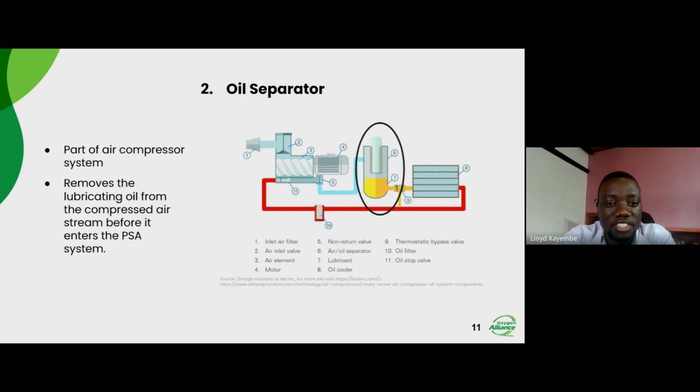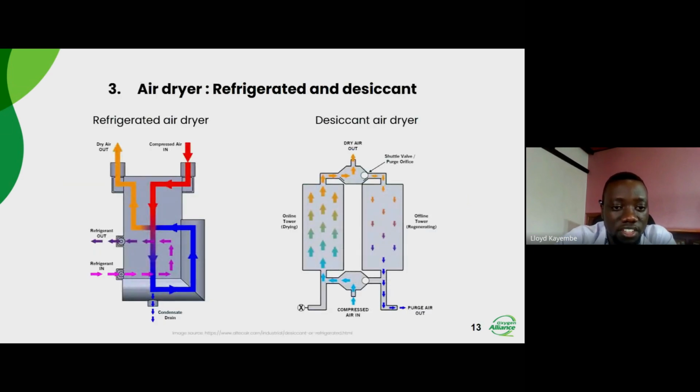The next component is an air dryer. An air dryer is responsible for removing moisture from the compressed air stream before it enters the adsorption beds, which contain the zeolite material that can easily be damaged by moisture. There are different types of air dryers used in PSA systems. The first one is the refrigerated air dryer, and the second is a desiccant air dryer.